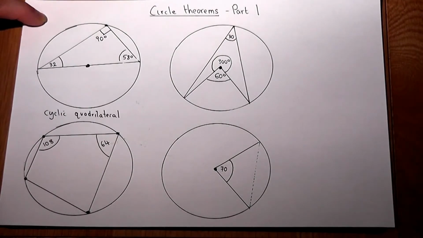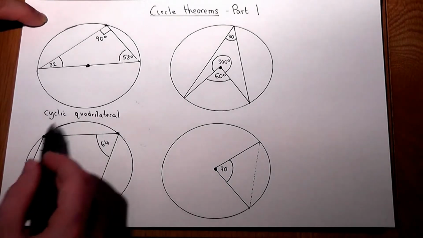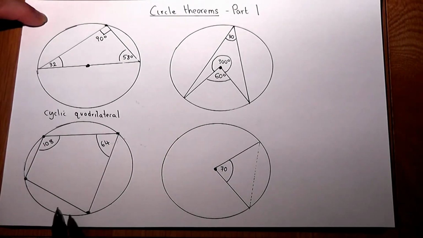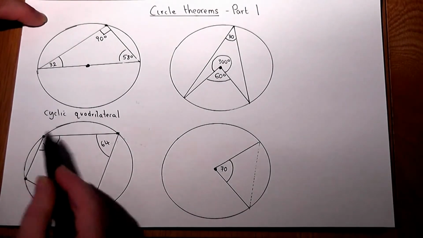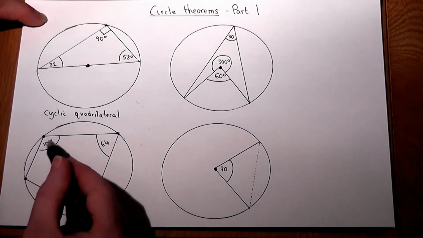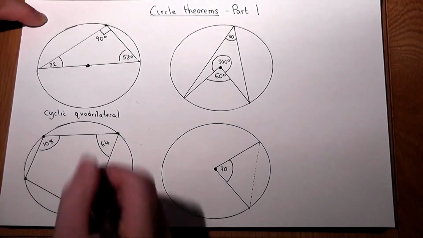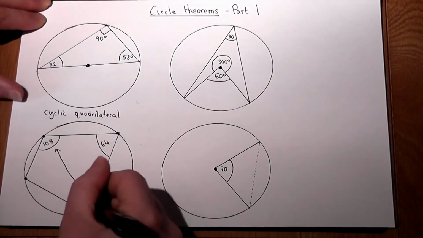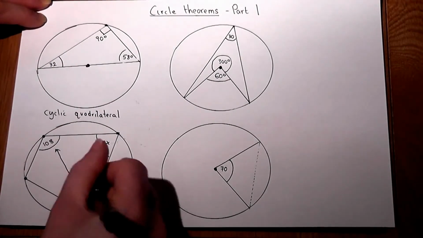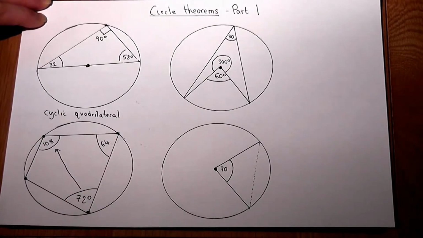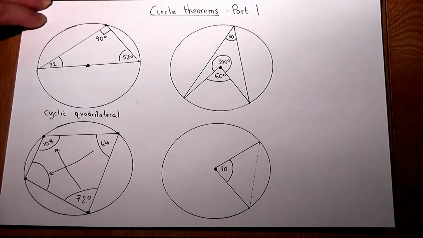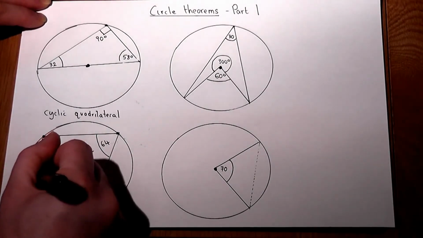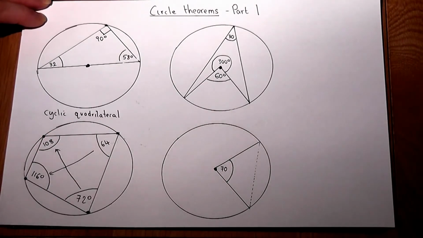There we go. Now this states that opposite angles in a cyclic quadrilateral, i.e. a 4-sided shape where the vertices touch the circumference, these angles add up to 180 when they're opposite. So that angle there and the one opposite add to 180. So that must be 72 degrees. Similarly, these angles will also add up to 180. So therefore that must be 116 degrees.